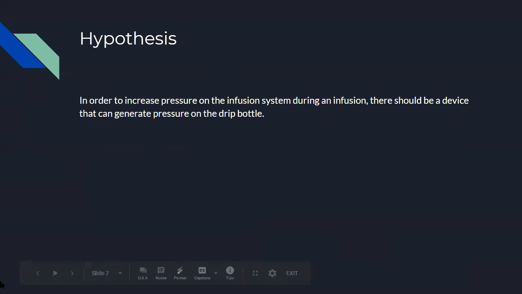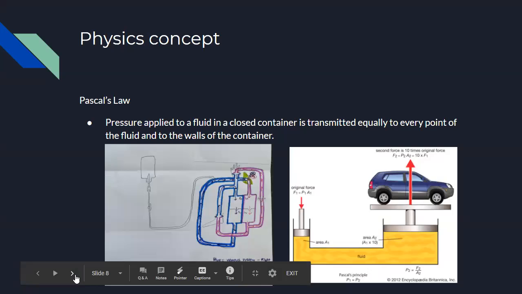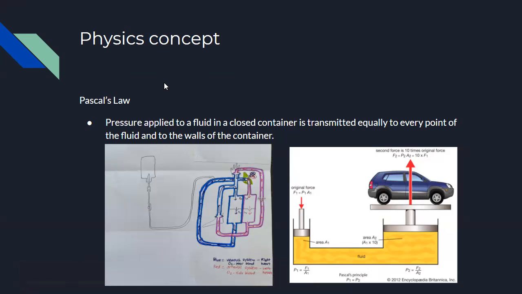The hypothesis for this project is that in order to increase pressure in the infusion system during an infusion, there should be a device that generates pressure on the drip bottle. The concept of physics that is present here is the concept of pressure and Pascal's law. Pascal's law states that pressure applied to a fluid in a closed container is transmitted equally to every point of the fluid and the walls of the container.